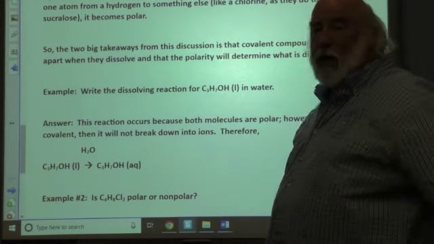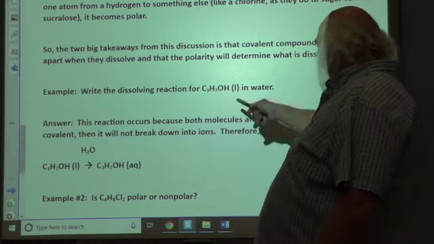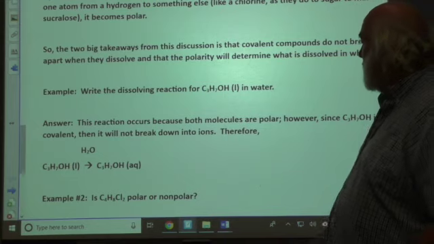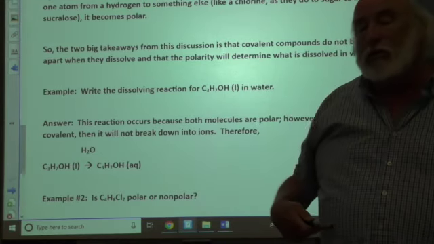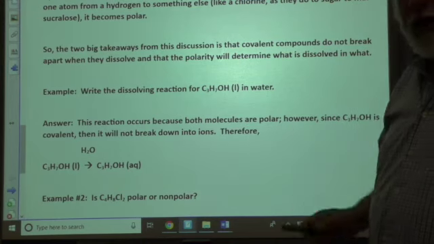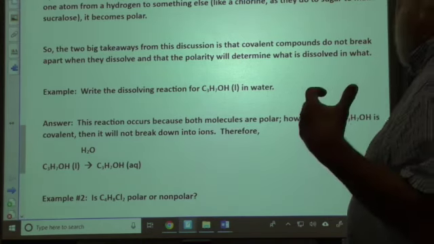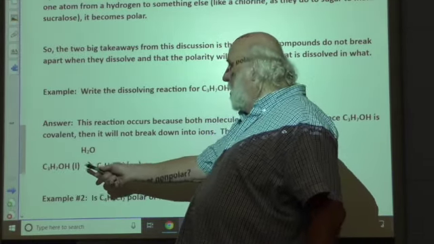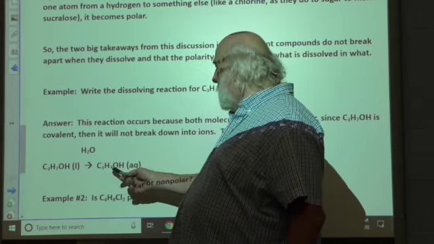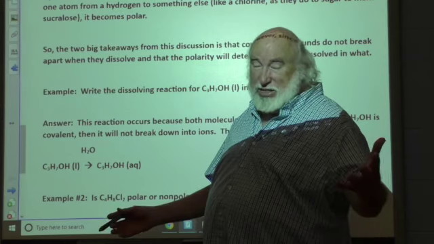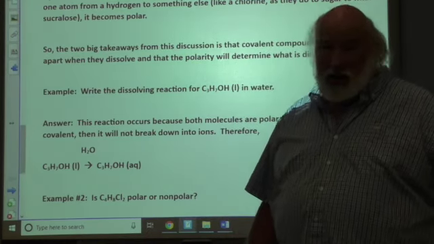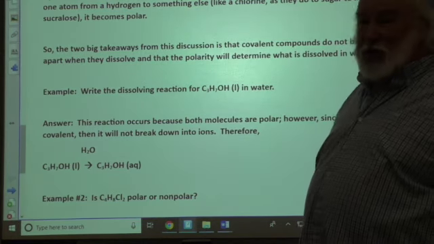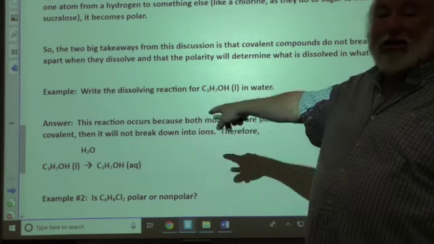Well, first of all, is it polar or nonpolar? So that means water will dissolve it. But is this ionic or covalent? The answer is covalent because there's no metal in it. So that means it's not going to break apart. So we start with, this is propanol. Propanol, an alcohol, dissolved in water, becomes aqueous propanol. It's that simple. Like I said, this is really easy. You go, okay, is that ionic? Well, please be covalent, because I can do that one really easy. Oh, it's covalent. Look, it stays the same.